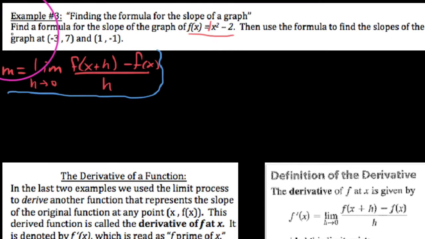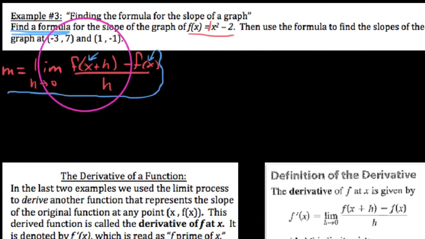This time I want to find a formula, okay, not just the slope of the graph at a given x value and plug in the x value here and here, but I want to leave x in general and let it kind of do its own thing, and then use that formula to find the slope at these 2 points. And then we're going to give this a name, okay? So let's start with this.